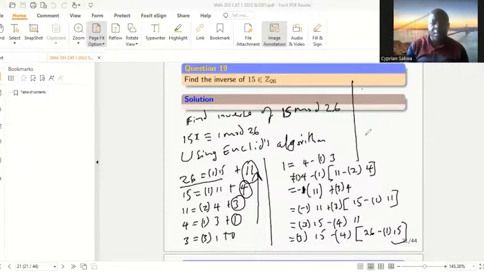And this gives me, let me work out this bracket. Negative 4 times 26. This is positive 4, and there's a positive 3 here, which together mean positive 7. Multiplied by 15. The question wanted me to find a value that is multiplied by 15 to give 1. And that value is 7. So the inverse of 15 mod 26 is 7.